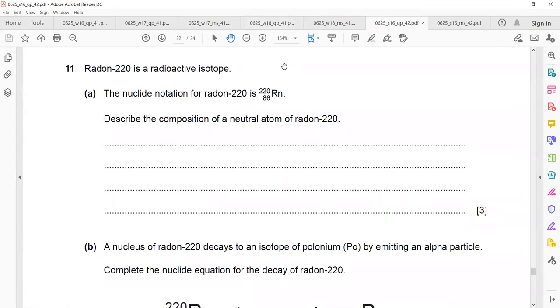Describe the composition of a neutral atom. A neutral atom means the whole atom has neutrons, protons, and electrons. How many protons will be there? 86. Because it's a neutral atom, there are 86 electrons. How many neutrons will be there? 220 minus 86. What's the answer? 134.